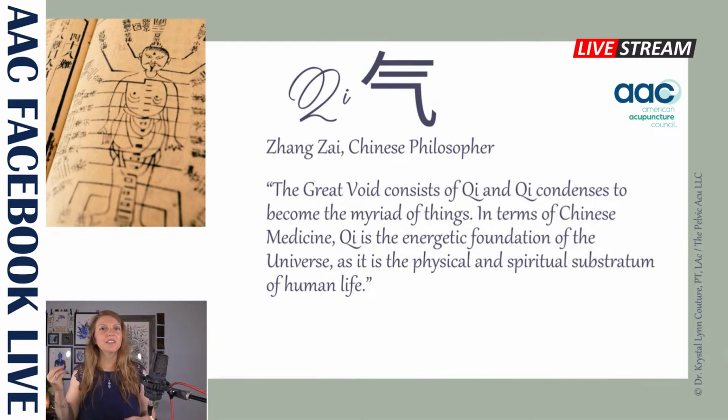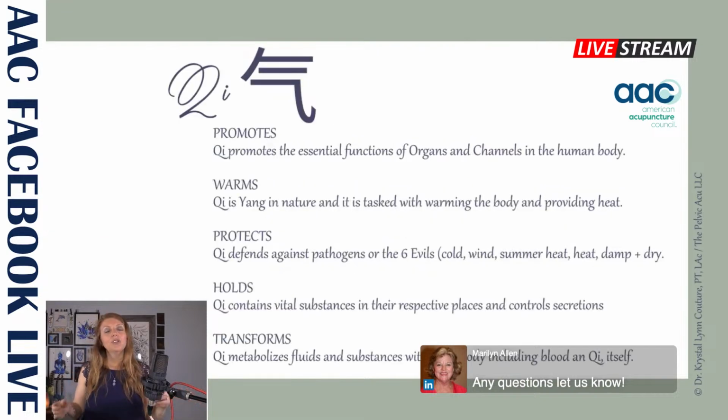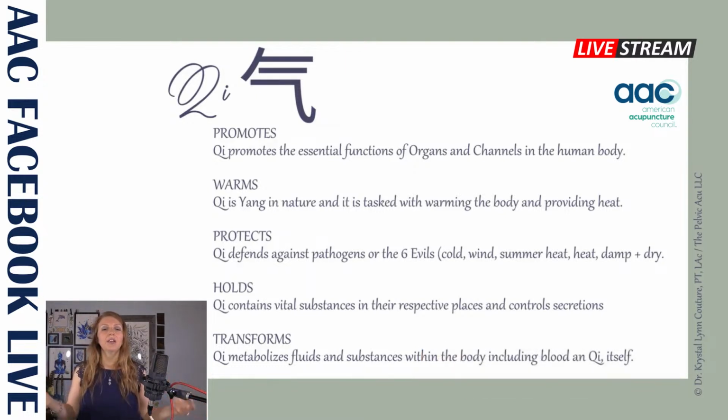The great void consists of qi, and qi condenses to become the myriad of things. In terms of Chinese medicine, qi is the energetic foundation of the universe, as it is the physical and spiritual substrate of human life. So what does qi do? Well, qi is going to promote, it's going to warm, it's going to protect, it's going to hold, and it's going to transform. Qi promotes the essential functions of the organs and channels in the human body.